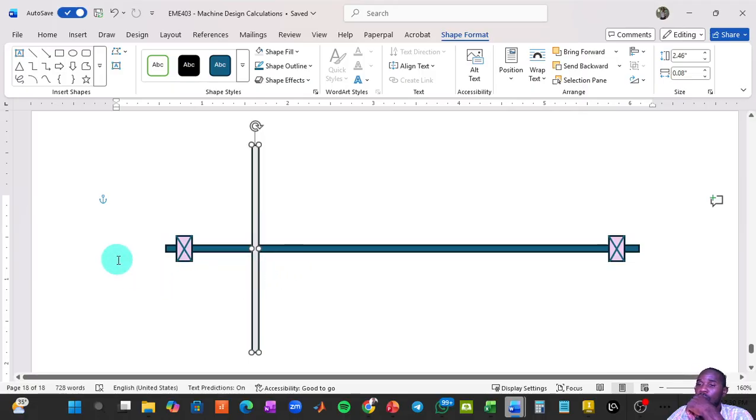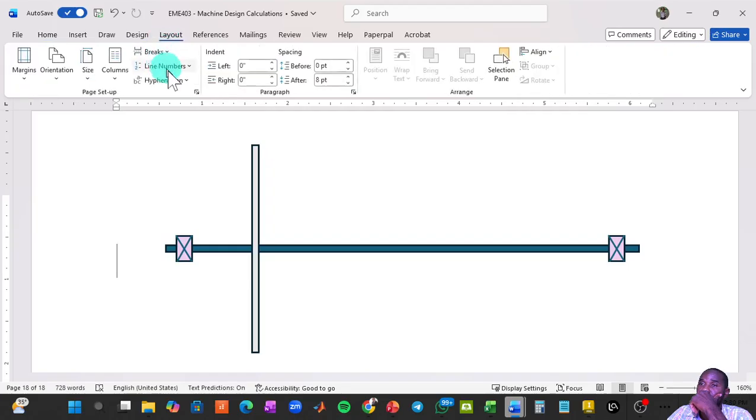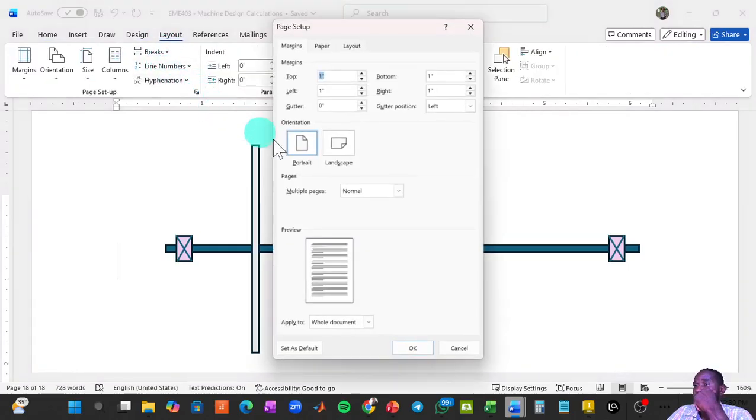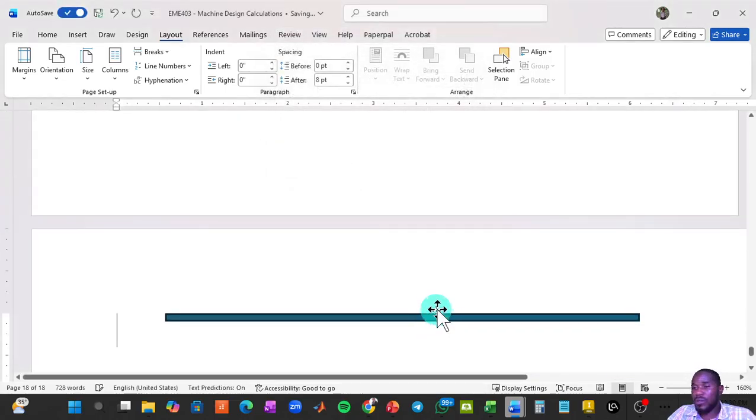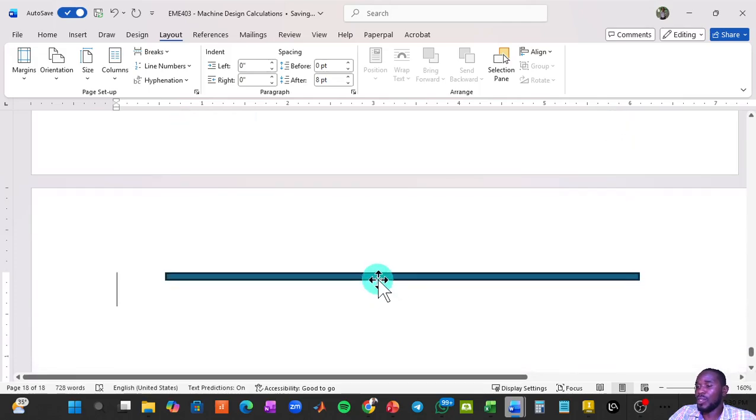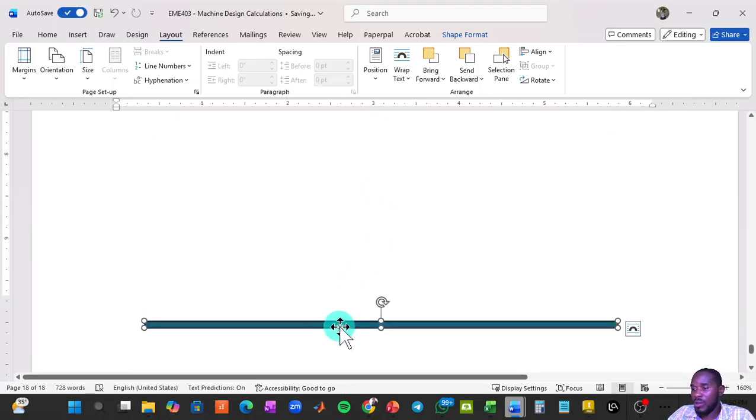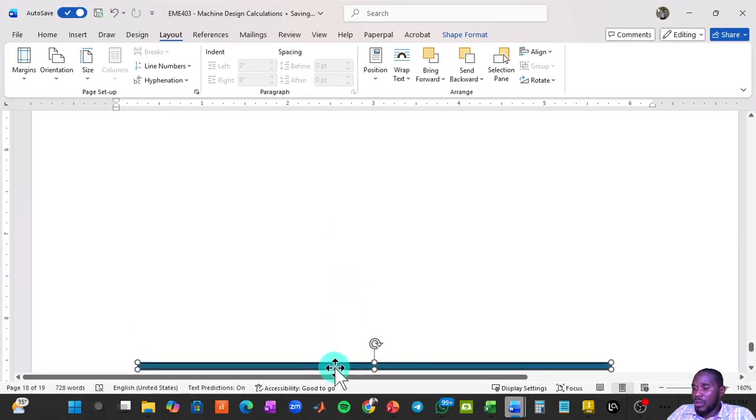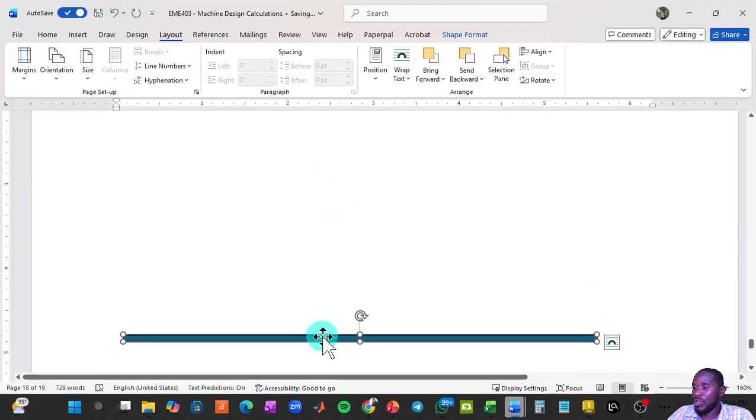I will convert this page layout. I will make it to be landscape from this point forward, so that I have more space. You've taken my shaft all the way down. Just bear with me. That's what happens when you teach digitally, using digital tools.